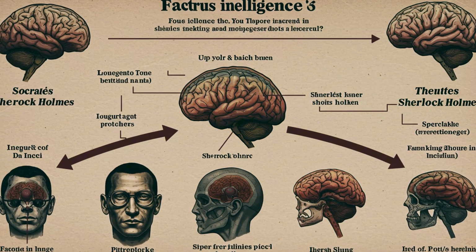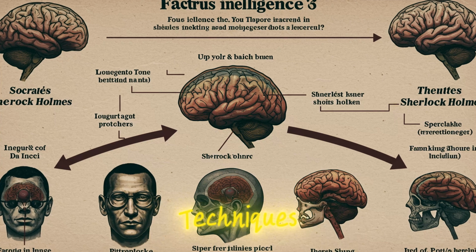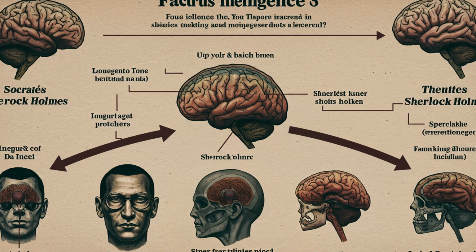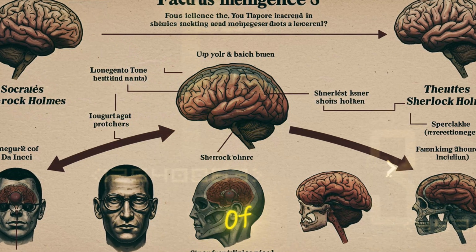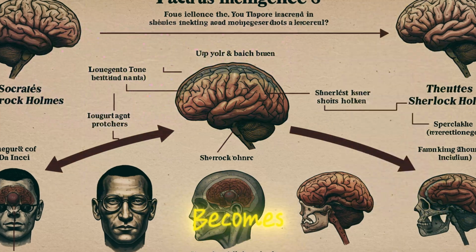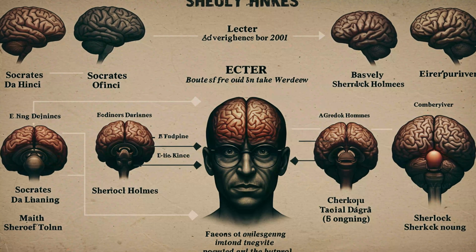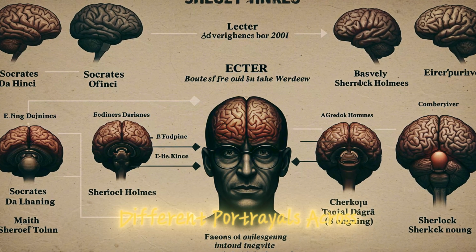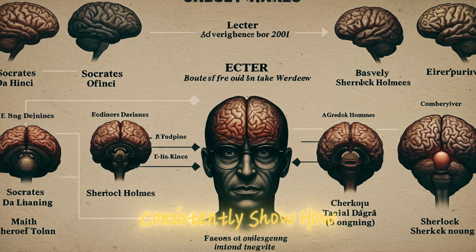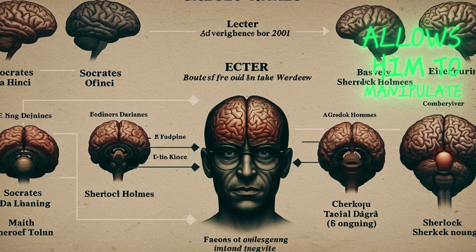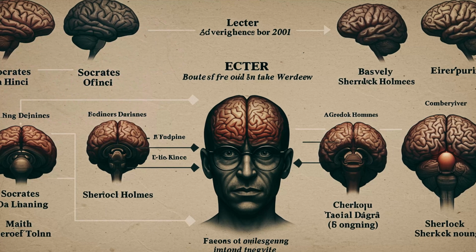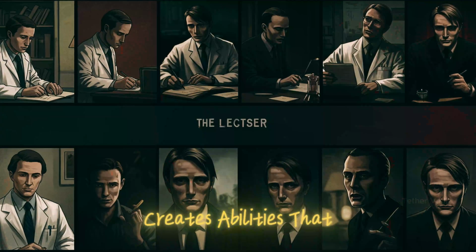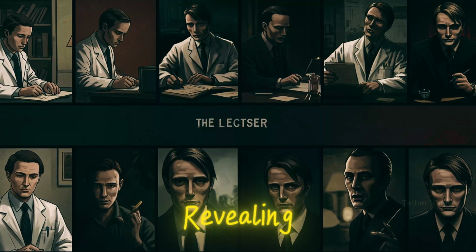Lecter's memory palace techniques reveal sophisticated narrative architecture that operates on multiple symbolic levels. His ability to store and access vast amounts of information through mental visualization becomes both strength and vulnerability, creating a character whose greatest asset can also be turned against him. Different portrayals across film and television consistently show how his perfect recall allows him to manipulate situations with chess master precision, while also trapping him in endless loops of remembered trauma and rage. The construction here creates abilities that serve plot functions while revealing character.